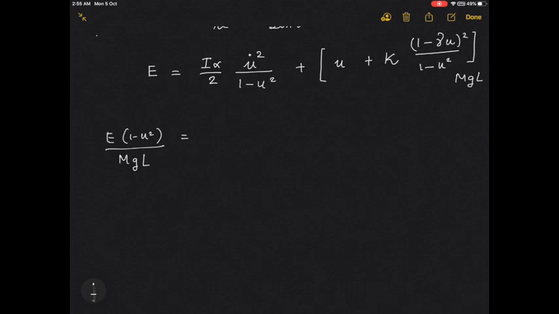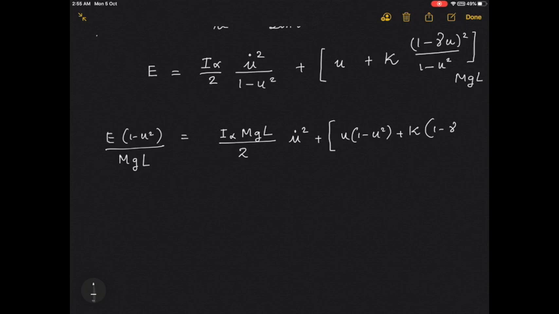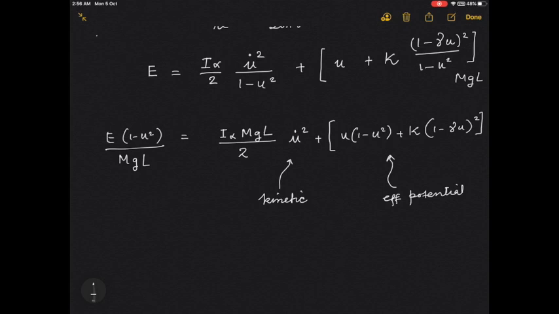What is this quantity? This is I alpha, MgL by 2, u dot squared, plus, everything I am multiplying by 1 minus u squared, right? So I get u times 1 minus u squared here plus kappa times 1 minus gamma u, whole squared here. So if you look at this, this kind of looks like a kinetic term and a potential term, which it is, apart from the fact that I have to divide everything by 1 minus u squared. Now, obviously, that has certain consequences, but let us not go into that.